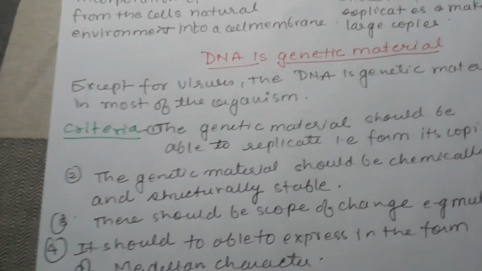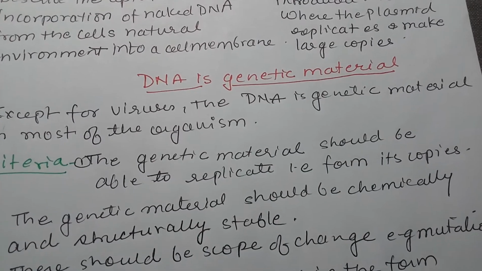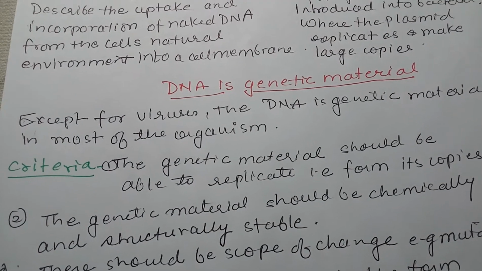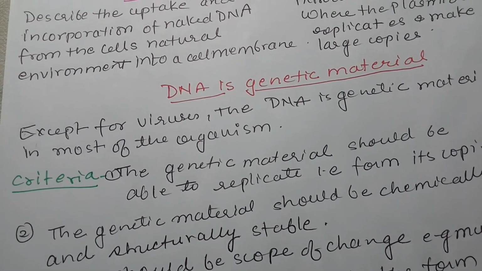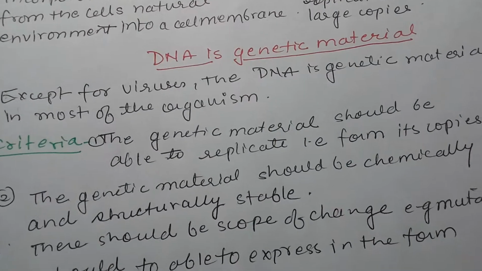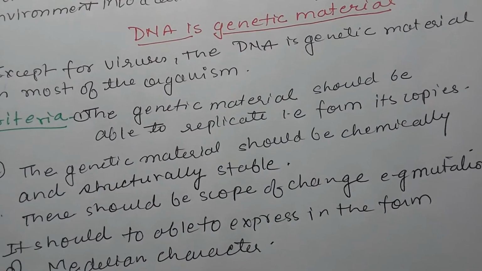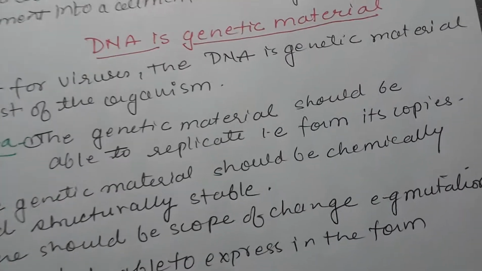Now DNA is the genetic material. Let's talk about this. Except for viruses, DNA is the genetic material, because in viruses we have DNA and RNA both as genetic material. Now, what should be the criteria? What kind of molecules act as a genetic material?